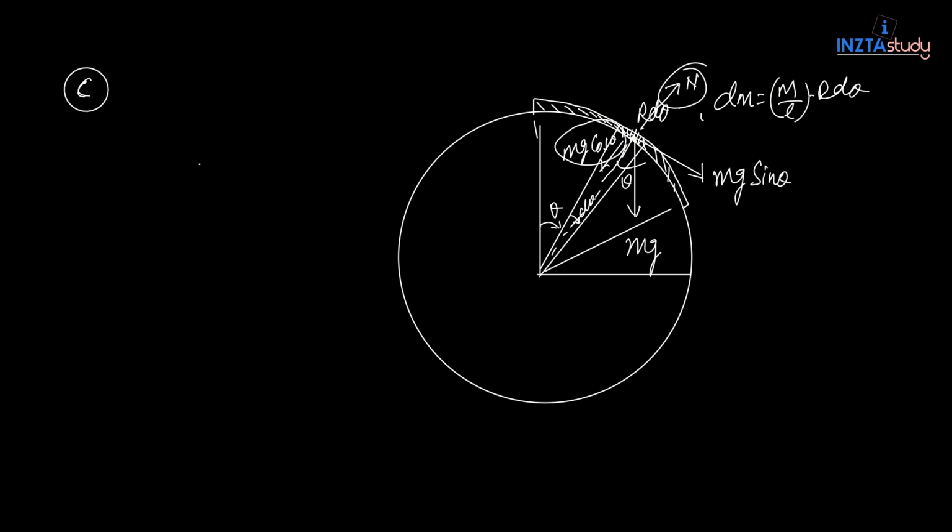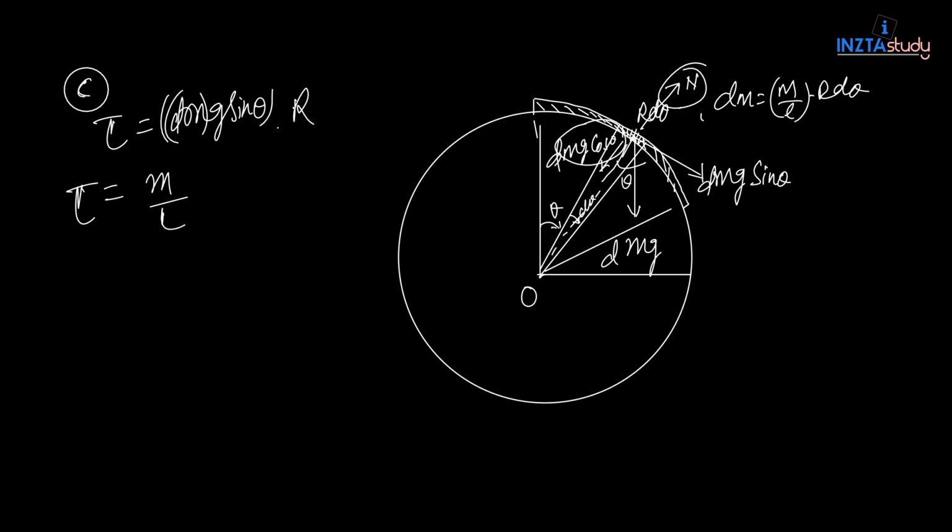So the torque of this force mg sin θ with respect to this point O is going to be dm g sin θ, because this mass is dm, into this radius r. So the torque is equal to dm, which is m by L times r dθ, times r, so r square g sin θ dθ. This is dτ.